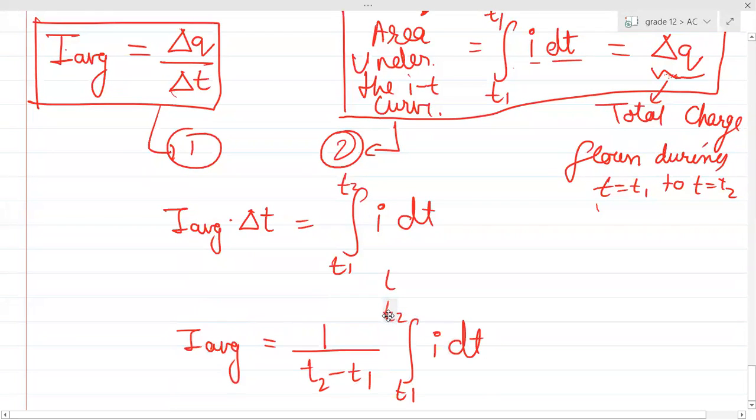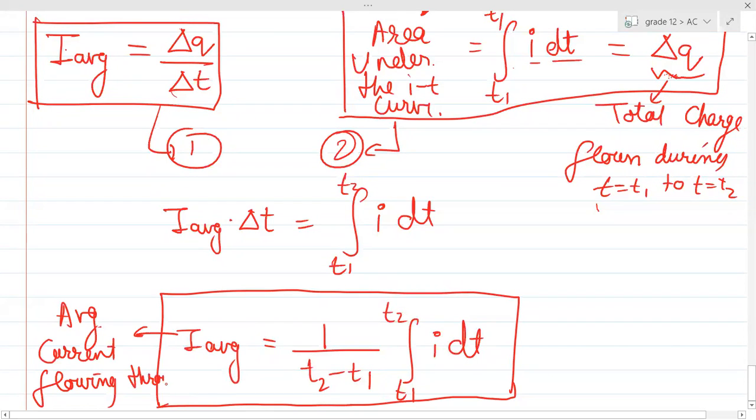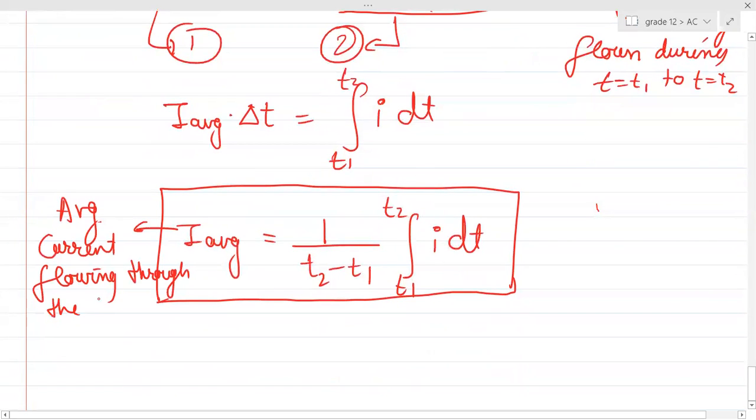Guys, is this clear? Yes, sir. So basically, what is this I average? I average is basically the average current flowing through the circuit from T equals T1 to T equals T2.